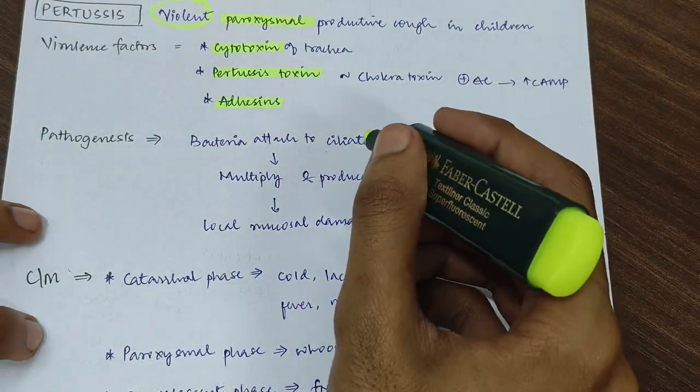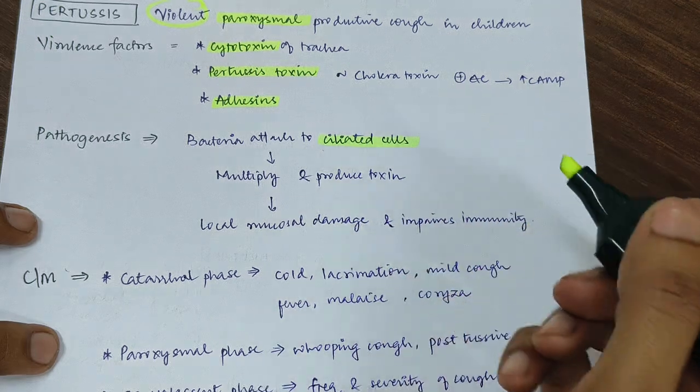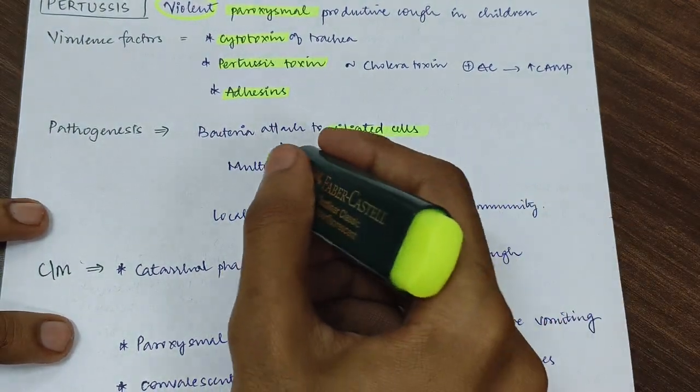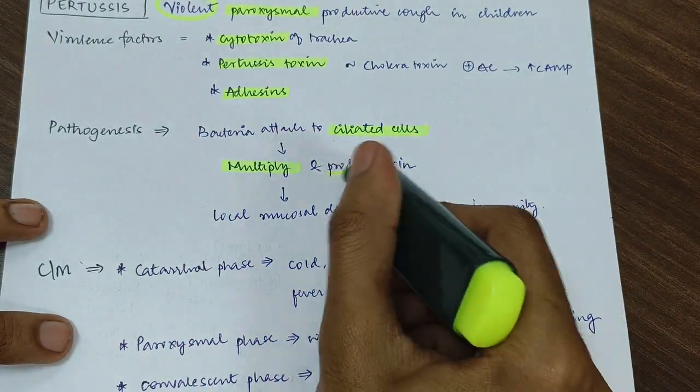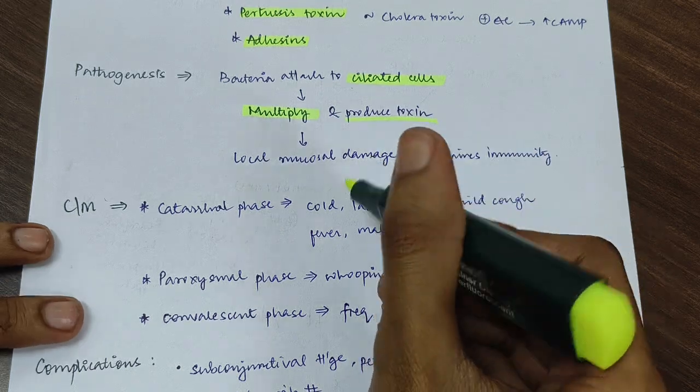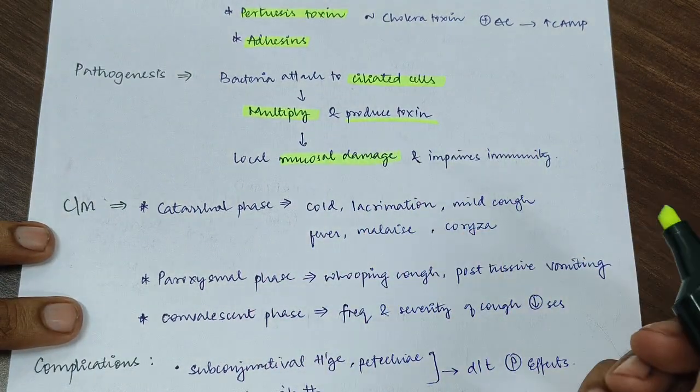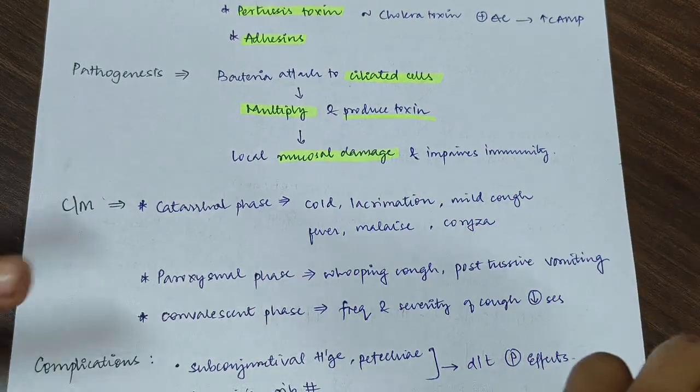Pathogenesis: this bacteria attaches to the ciliated cells, and there it starts multiplying and produces the toxin. After producing toxin, it causes mucosal damage locally and impairs immunity.